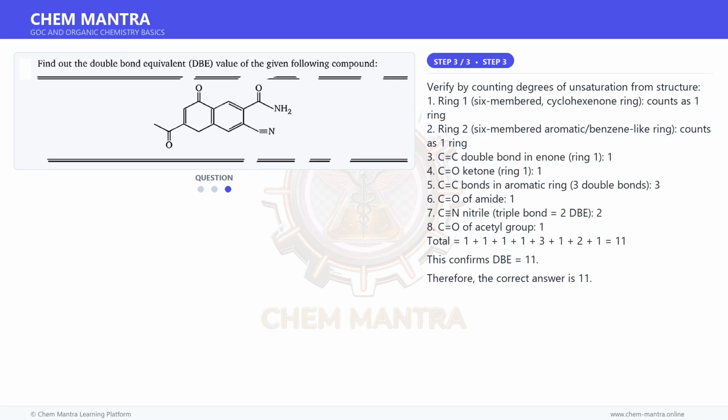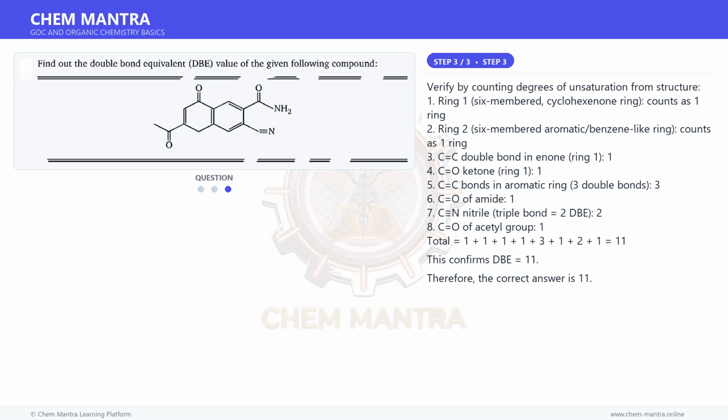And for the final step, verify by counting degrees of unsaturation from the structure. 1. Ring 1, 6-membered, the cyclohexane ring counts as 1 ring. 2. Ring 2, the 6-membered aromatic benzene-like ring, counts as 1 ring. 3. C=C double bond in the enone, ring 1, 1. 4. C=O ketone, ring 1, 1. 5. C=C bonds in the aromatic ring, 3 double bonds, 3. 6. C=O of the amide, 1.